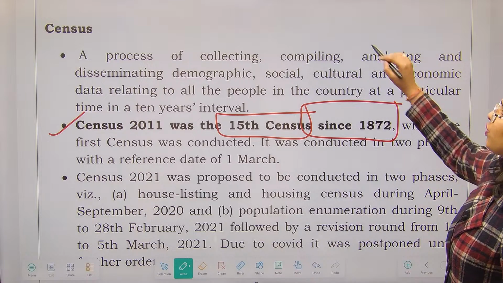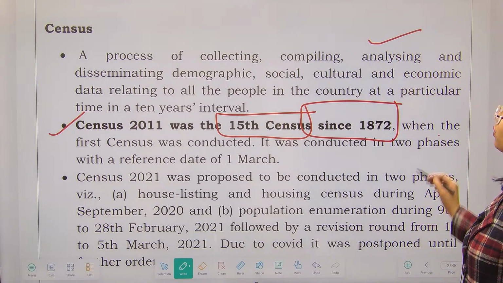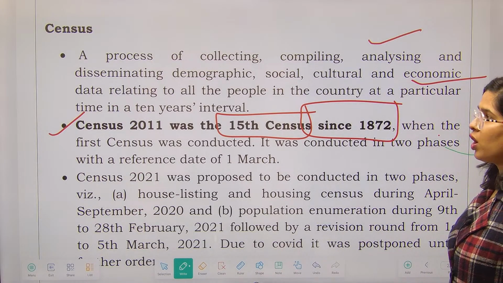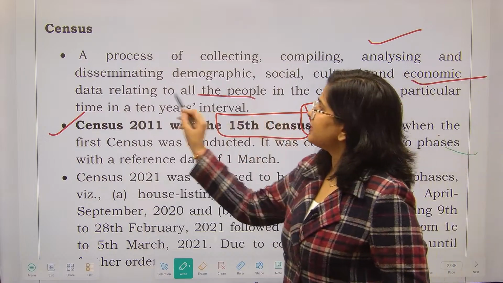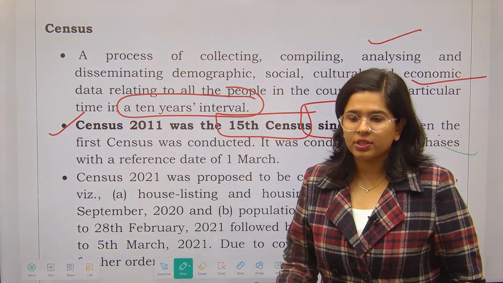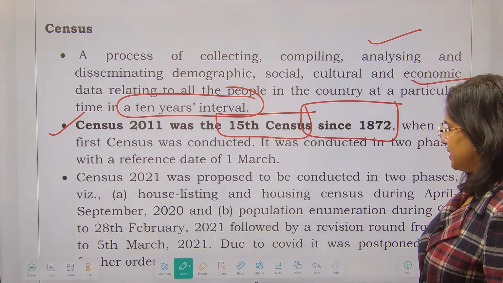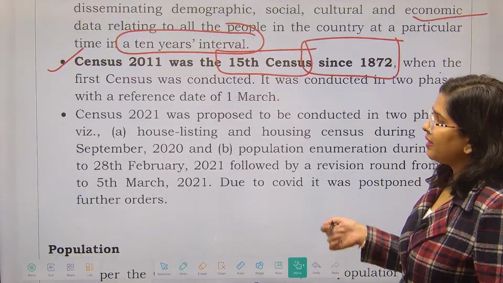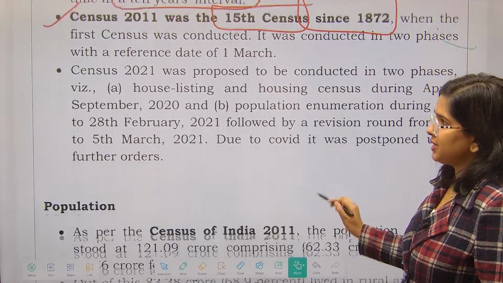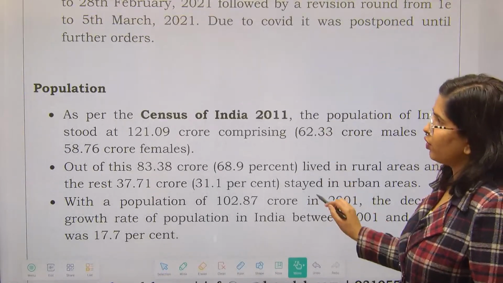What is census? It is a process of collecting and compiling demographic, social, cultural, economic data related to all the people in the country at a 10 years interval, right? So this is what is important for us in the census related topic. And this information is given because the census 2021 was delayed because of COVID.